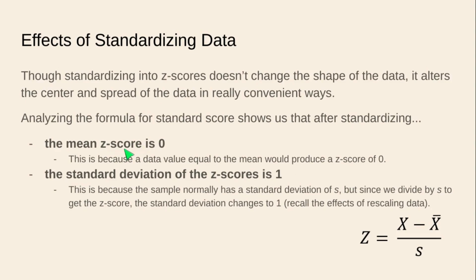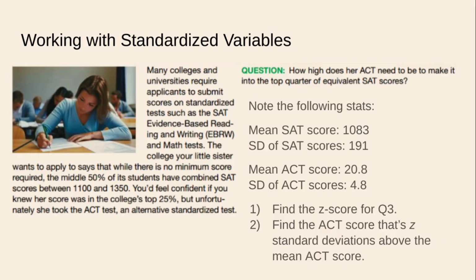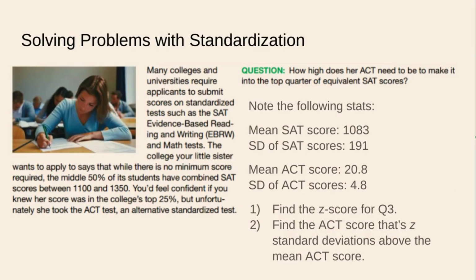So now we have a mean of 0 and a standard deviation of 1. Those are nice, easy, workable numbers. We like that in statistics. All right, let's solve a problem using standardization.